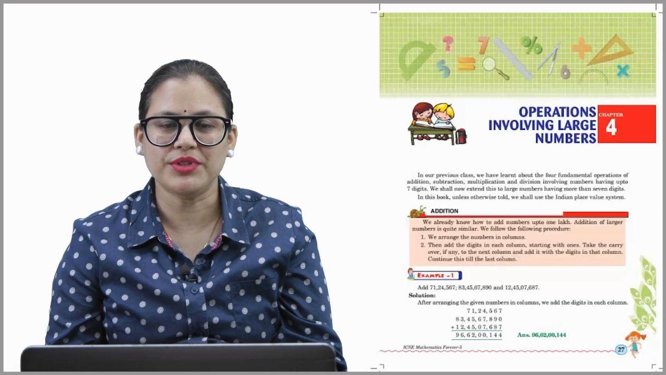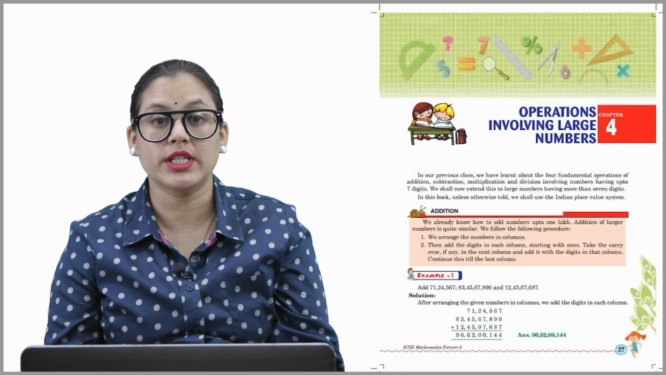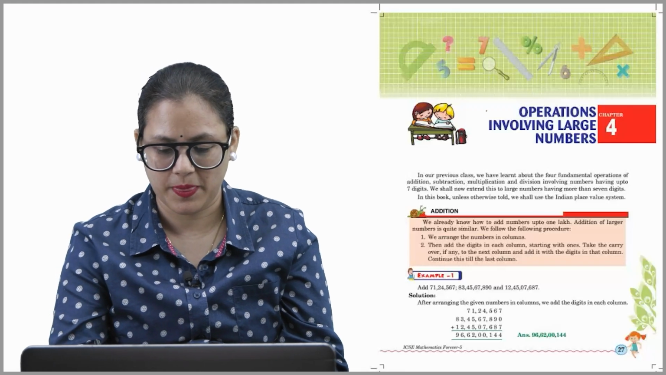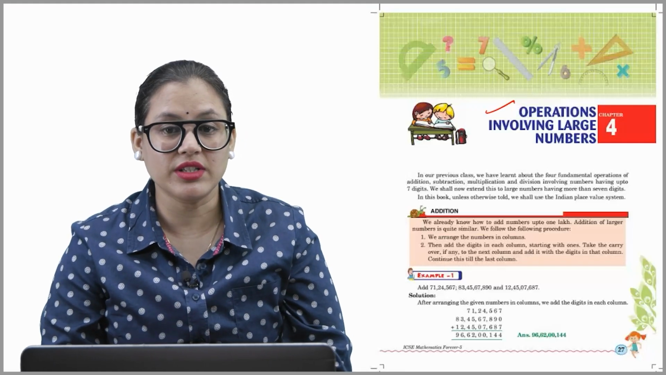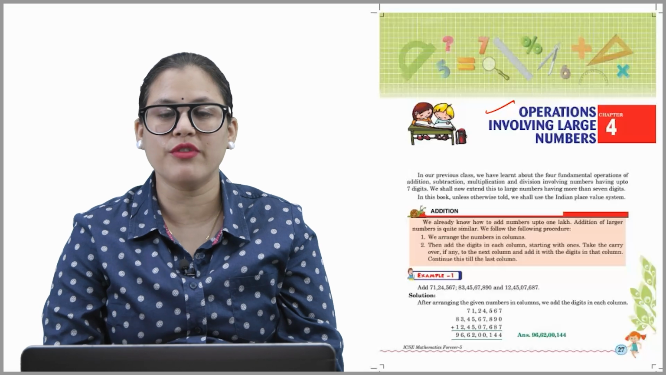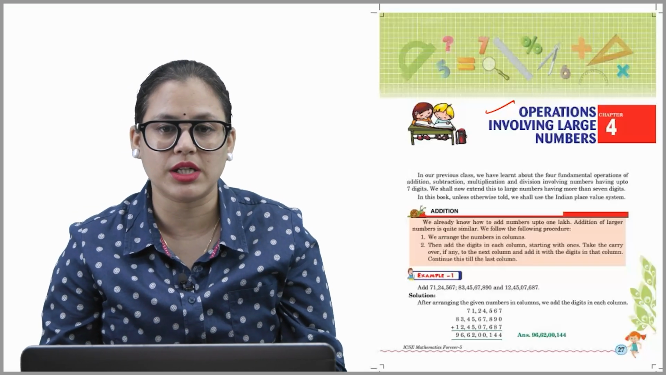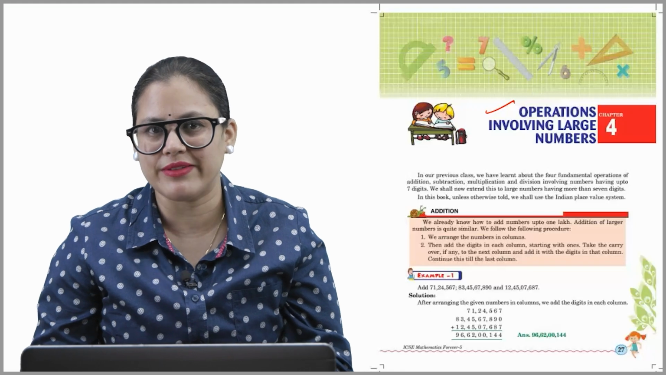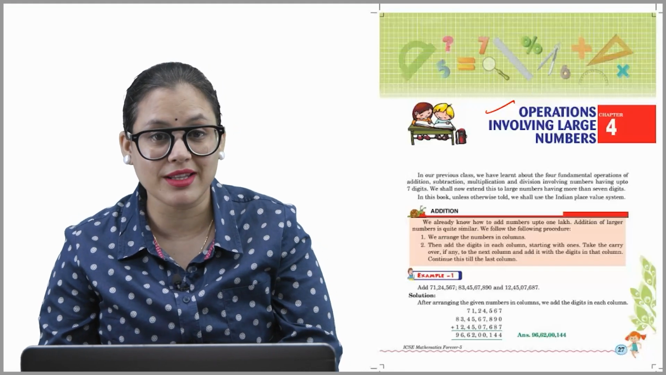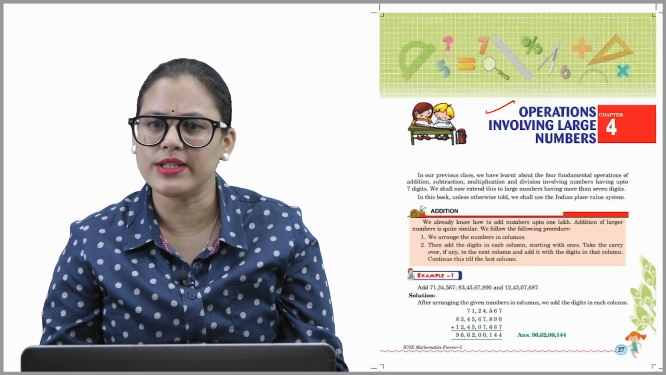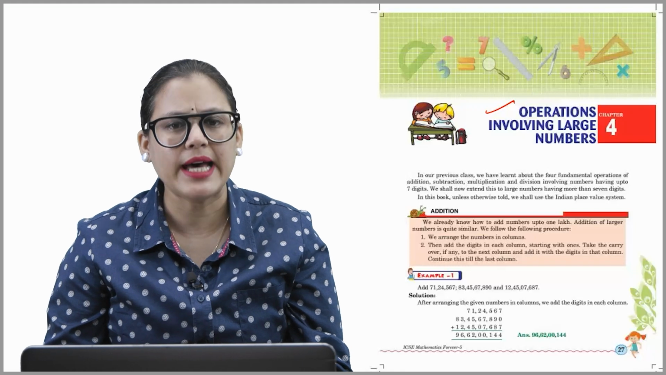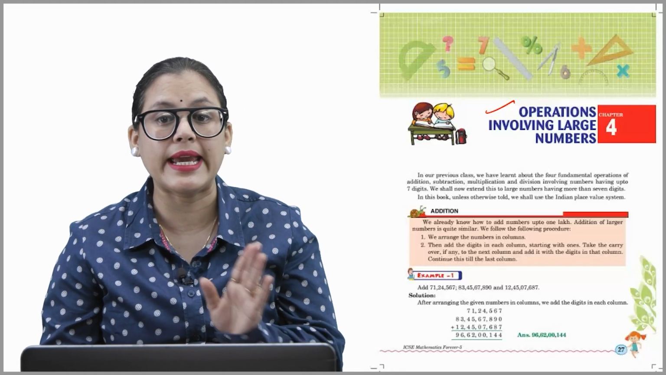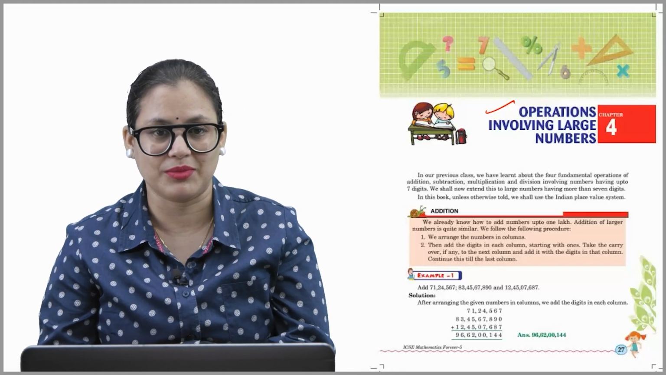Let's start today's chapter, operations involving large numbers. In our previous class, we have learned about the 4 fundamental operations of addition, subtraction, multiplication and division involving numbers having up to 7 digits. We shall now extend this to large numbers having more than 7 digits. In this book, unless otherwise told, we shall use the Indian place value chart system, okay?